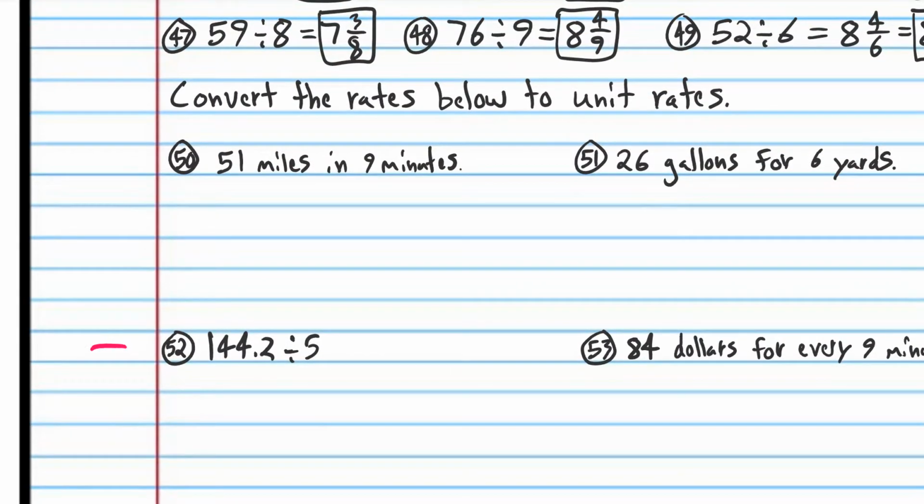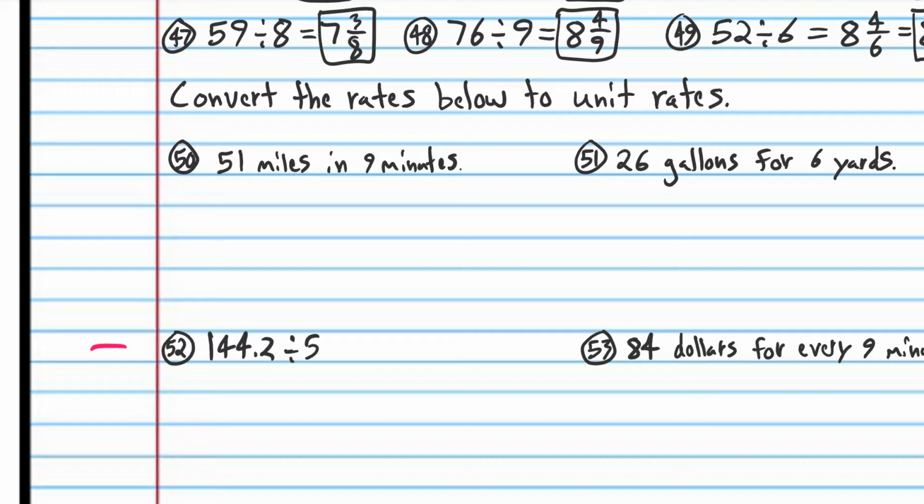Also, all right, so 51, in order to change a rate to its unit rate form, you may recall all you do is take the first number and divide by the second number if you want miles per minute. Now, if you want minutes per mile, then you would divide it in the other direction. You divide 9 by 51, but we're not going to get into that today. Always divide the first number by the second number. So in other words, there's two forms of the unit rates.